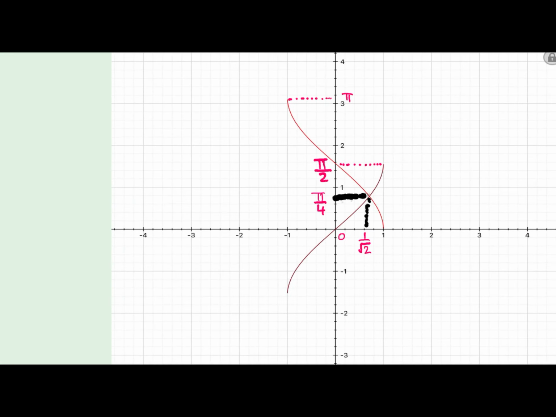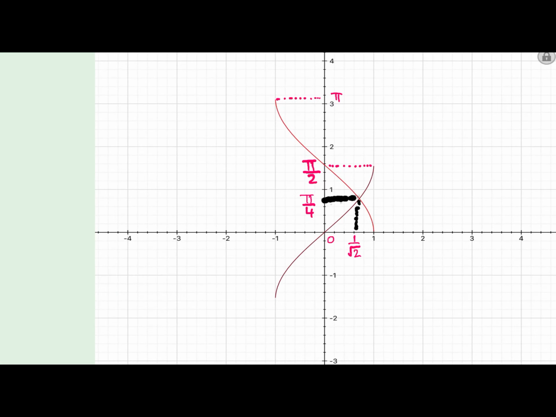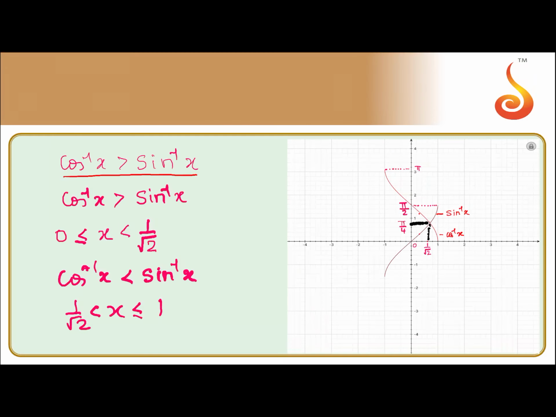So what you observe in this case is from 0 to 1 by root 2, cos is more than sin. Similarly from 1 by root 2 to 1, sin is more than cos. This is sin inverse x and this is cos inverse x graph. So it clearly indicates from 0 to 1 by root 2, cos inverse x is more than sin inverse x and from 1 by root 2 to 1, sin inverse x is more than cos inverse x. That only I wrote. Cos inverse x is greater than sin inverse x.